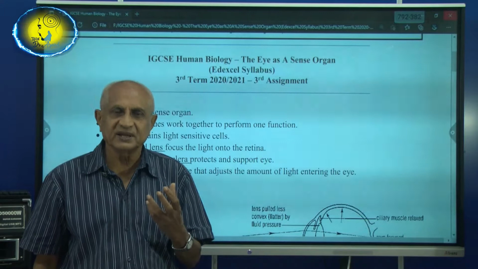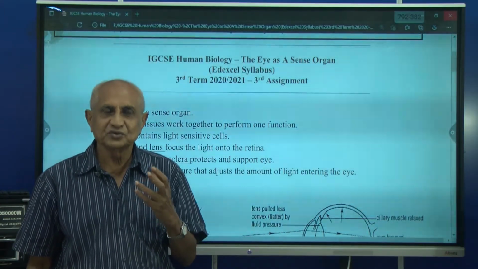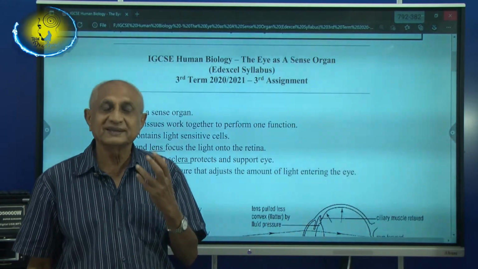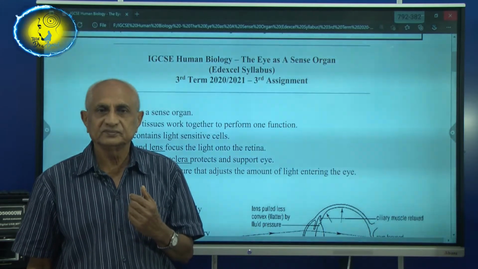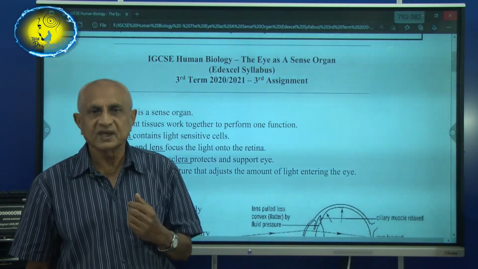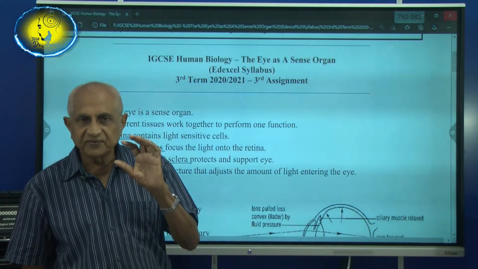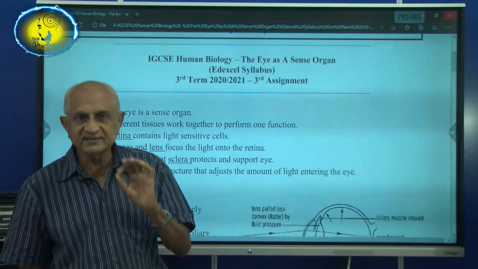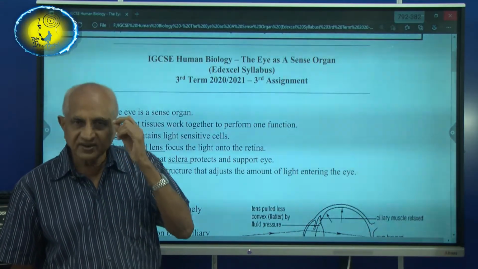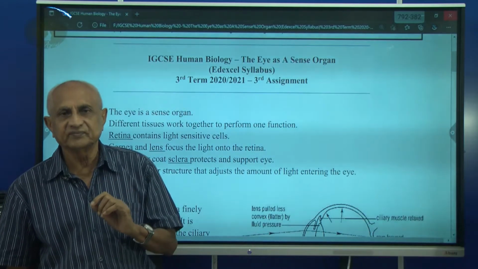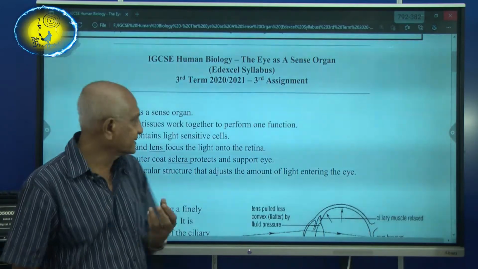If you think of the parts, we know the cornea. Now cornea, you should know the function of it. What does it do? It allows light to pass through into the eye, and then the lens is there which refracts light and focuses it onto the retina in the eye. Then only you will see the object that you are looking at.